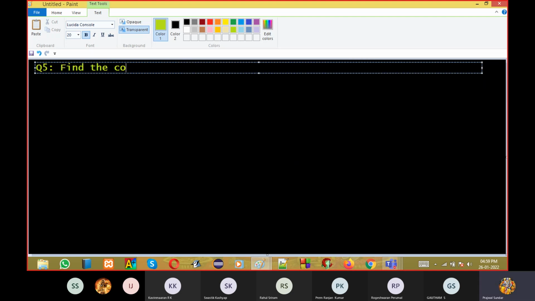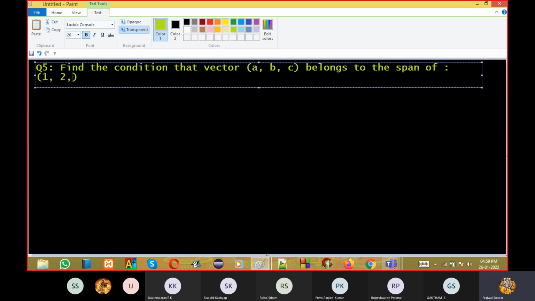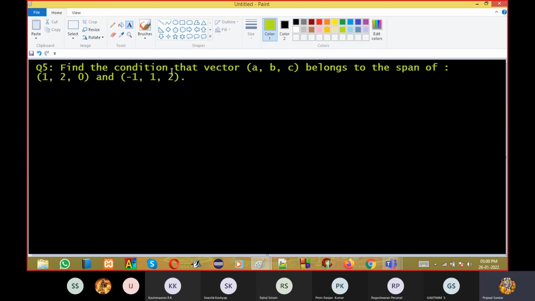In the condition that vector A, B, C belongs to the span of 1, 2, 0 and 1, 2. Listen carefully. I'm giving the field as real numbers. Vector space I'm giving R cube, correct? Because there are 3 tuples. See, there are three commas. There are 3 variables for 3 tuples.